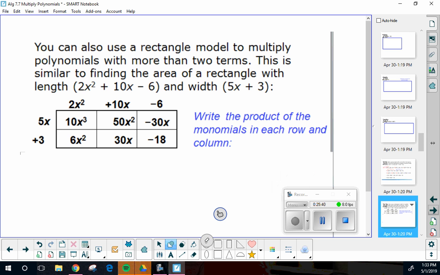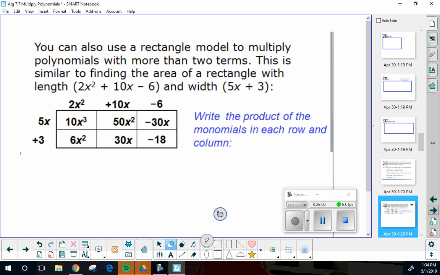This is one that's not in your example. So I want your hands empty, Drew, and your eyes up here. That way you'll get this. This is an example of if you have to multiply something where one of them is more than a binomial.